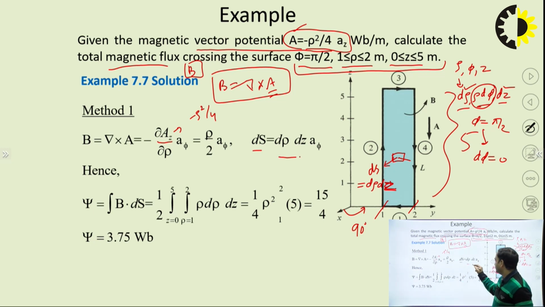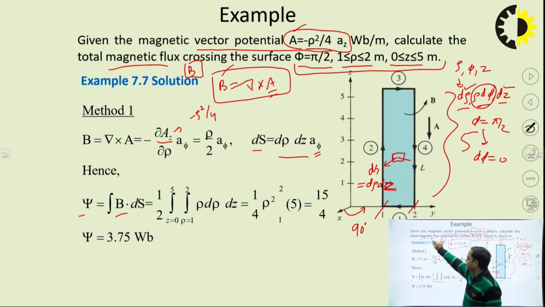So it means d rho and dz are there, and the direction of ds will be a phi, right? So this is the a phi direction. In this case we can find B dot ds. Okay, so we have to find the total flux. This total flux is psi, and B is the magnetic flux density which is required. Okay, so this is psi.